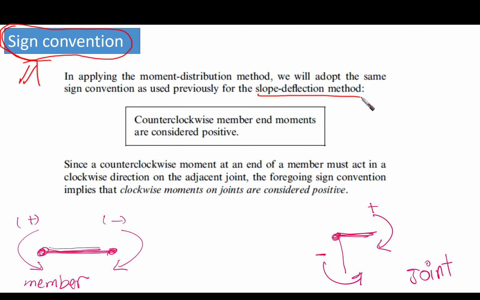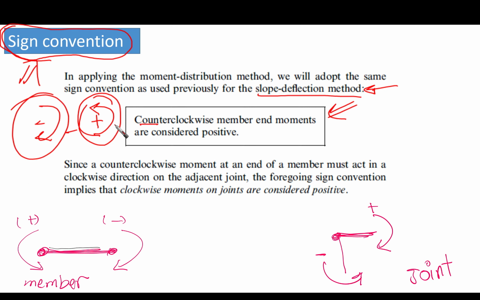If you recall, or if you visit the videos of the slope deflection method, you're going to find that we mentioned a very important sign convention rule, which is that counterclockwise member end moments are considered positive. So whenever we have anything that is counterclockwise, we say that it is positive. Okay, this means that clockwise is negative. So this is a very important sign convention that you need to take care of, and think about whenever you apply the moment distribution.